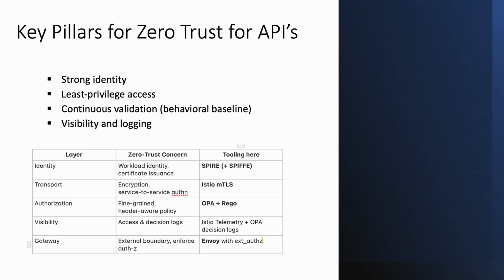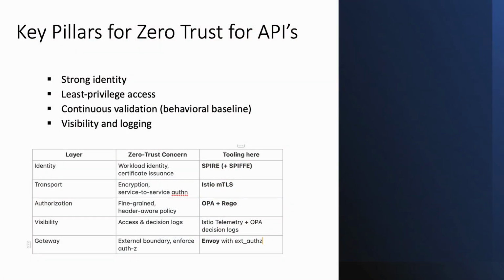And followed by continuous validation, which is we shouldn't check if something is as expected, say once during login, but we should keep checking the behavior so that it adheres to the baseline that we have set. And finally, we also need to ensure that the entire pipeline or workloads have a lot of visibility in logging, because you can't secure what you can't see.